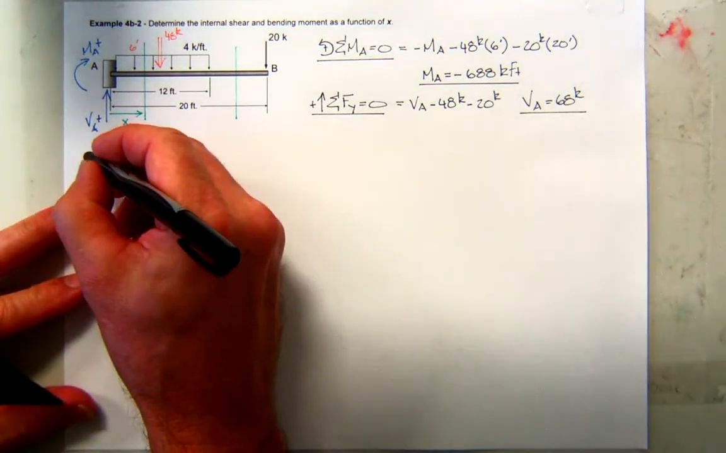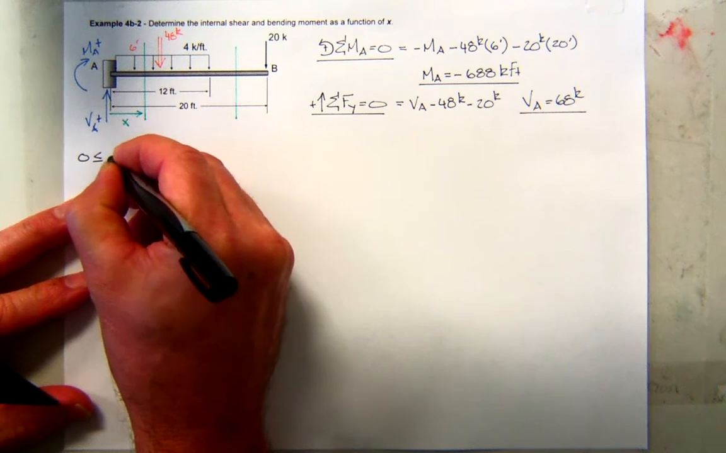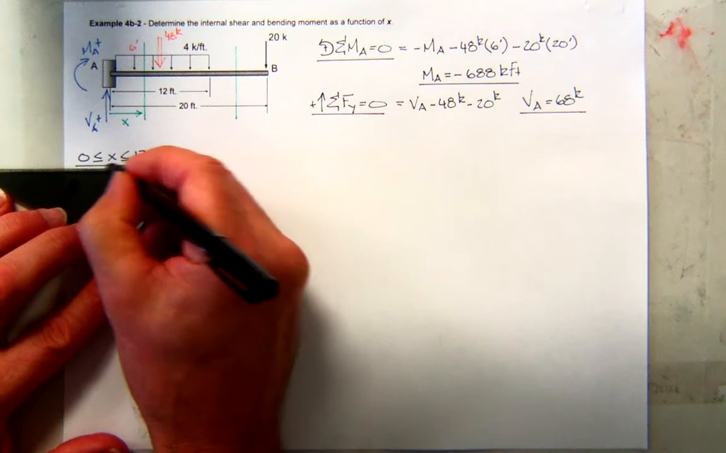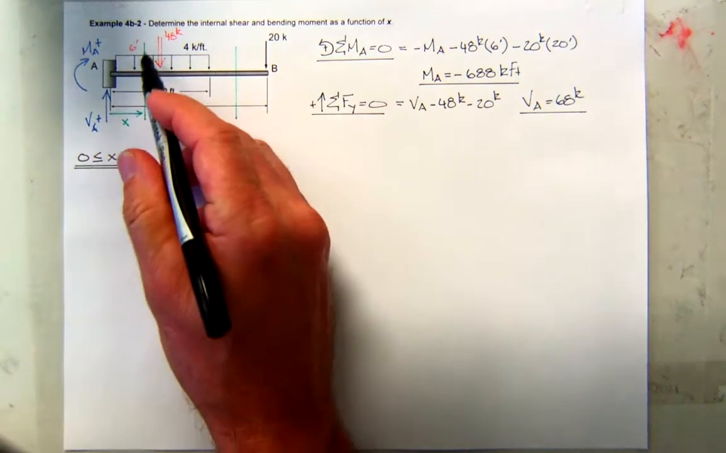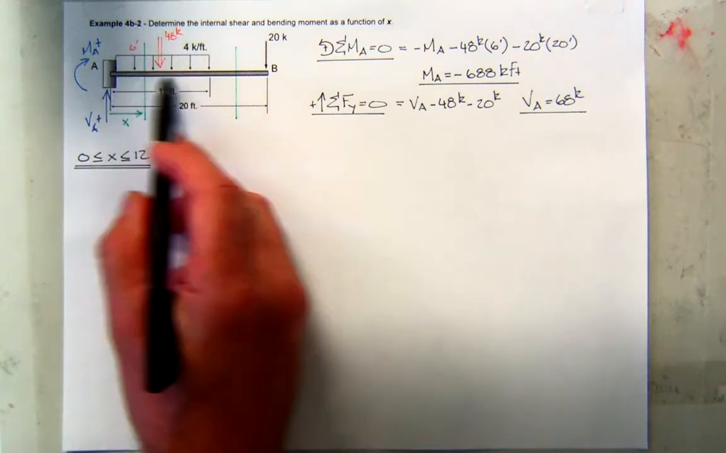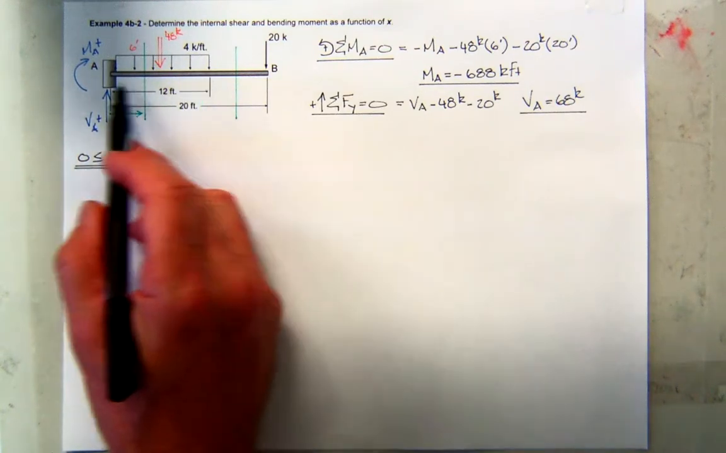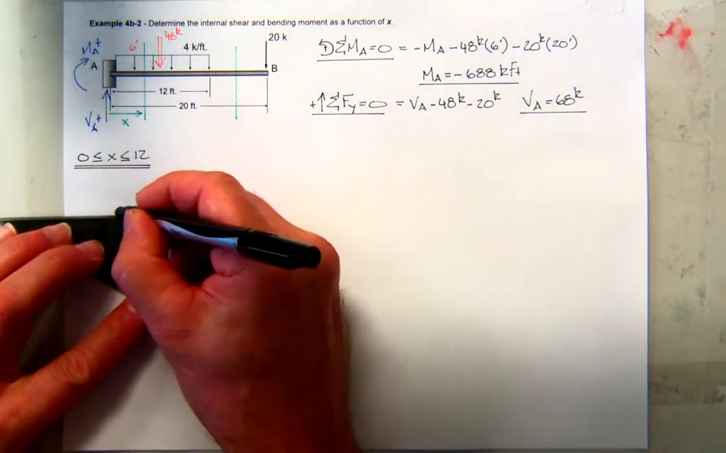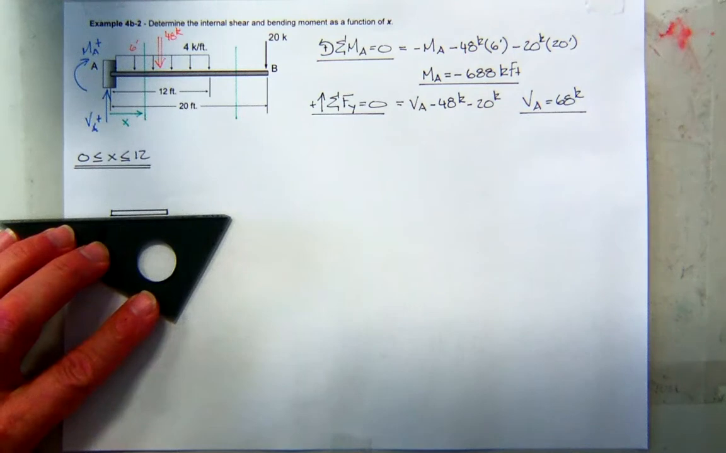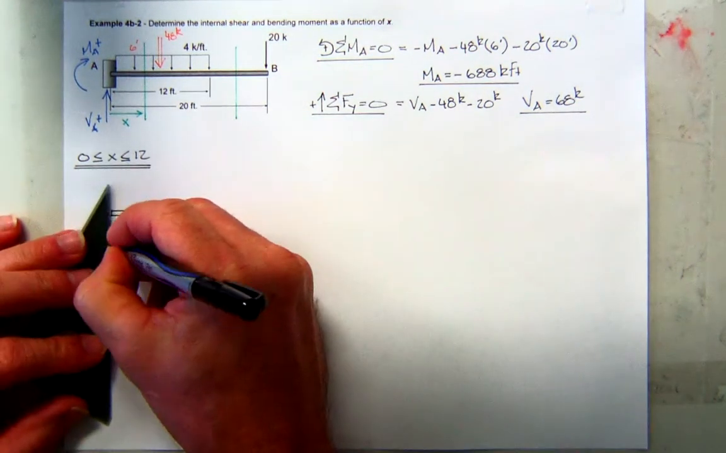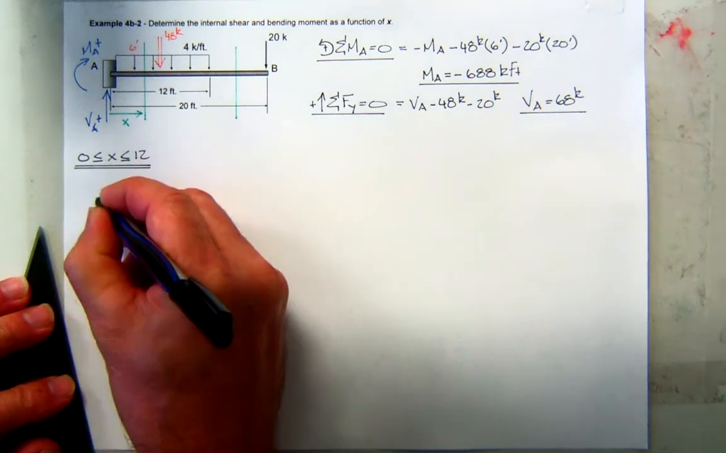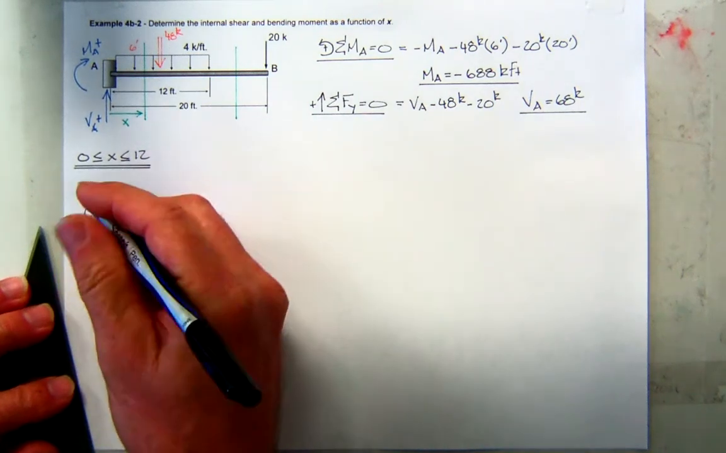So let's come here and look at an x range between 0 and 12. This set of equations will only be good from 0 to 12 because that's where this load is continuous between that range. And then I'm going to draw my free body diagram for that section. Remember, I'm doing the left-hand side, so I already know I've got a shear force that's up of 68 kips. And I have a bending moment that looks like this.